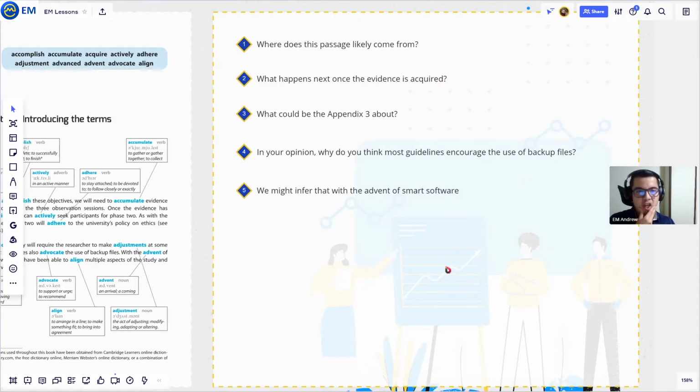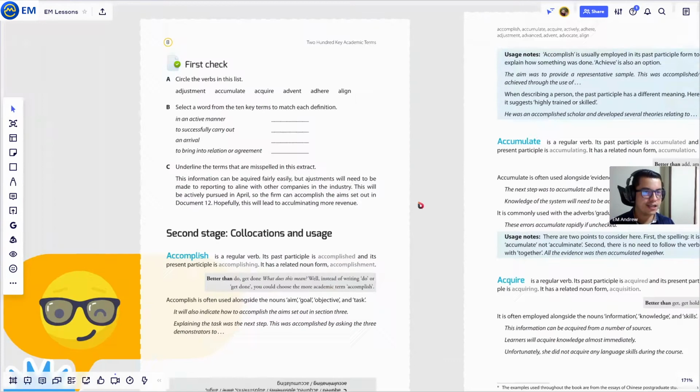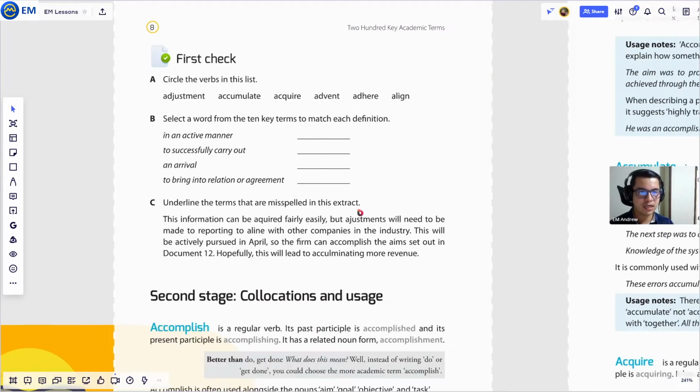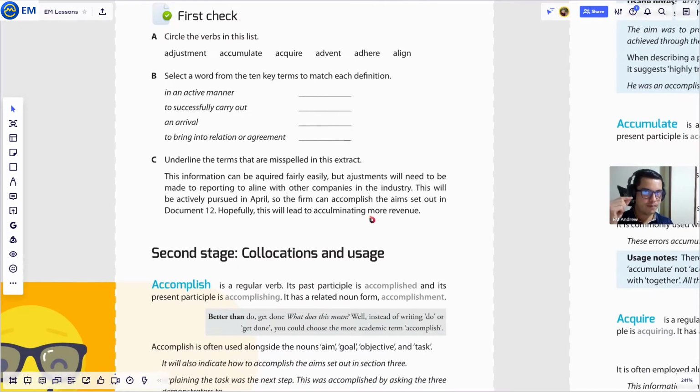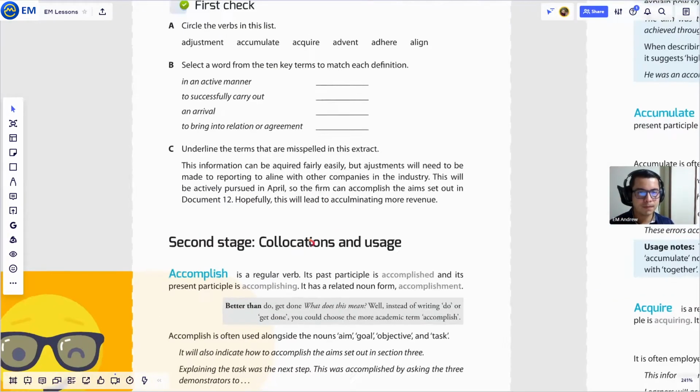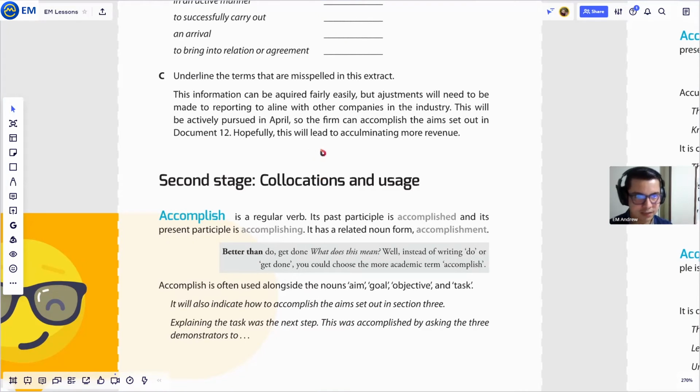Okay, moving on then, let's start over here with the first check. Please have a look at the parts A, B, and C on your own and compare your answers to the answers that you actually have below this, at the end of this page. All right. So let's now focus on the second stage, collocations and usage of the terms.